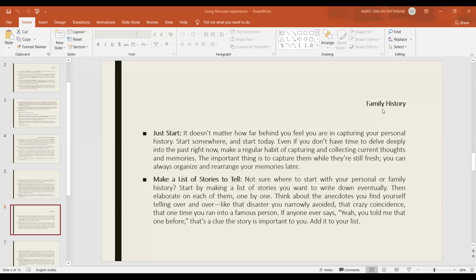Okay, welcome to this session of screenwriting, and I'm going to talk about how family history could be used in order to develop screenplay writing ideas. So let's look at the points.